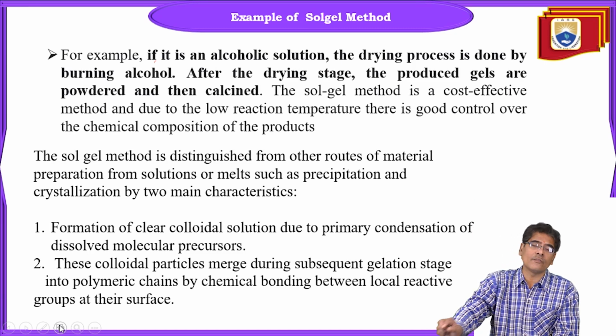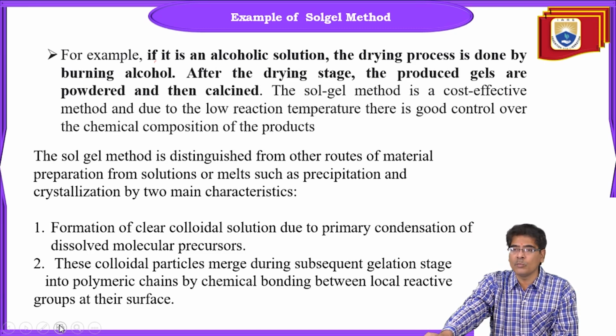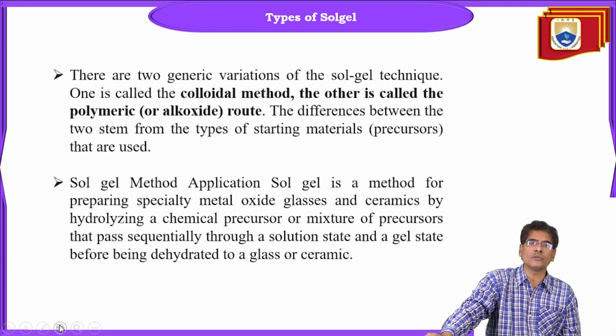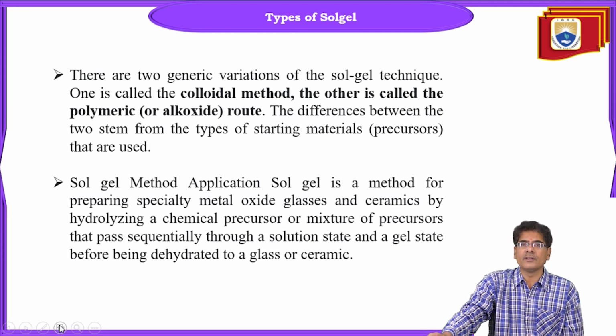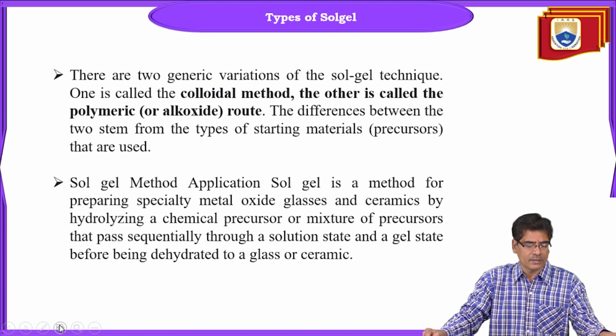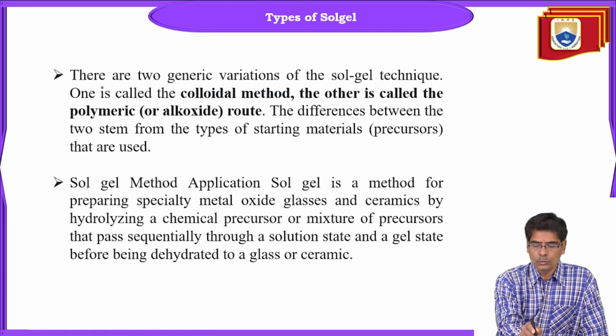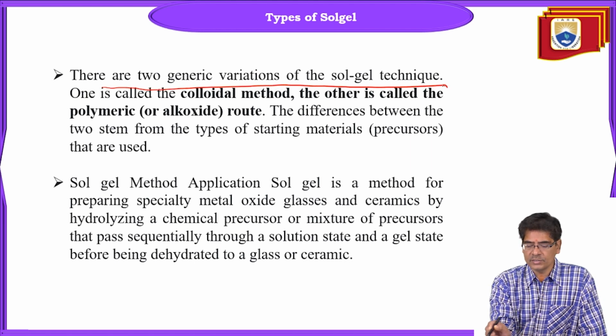These chelation stages are framed into polymeric chains by chemical bonding between local reactive groups at their surface. Right? Now, what are the types of Sol-Gel? There are two generic variations of the Sol-Gel technique.